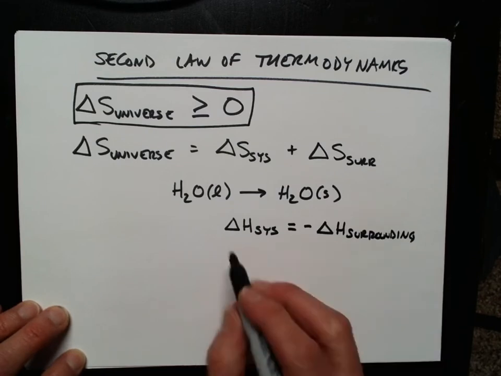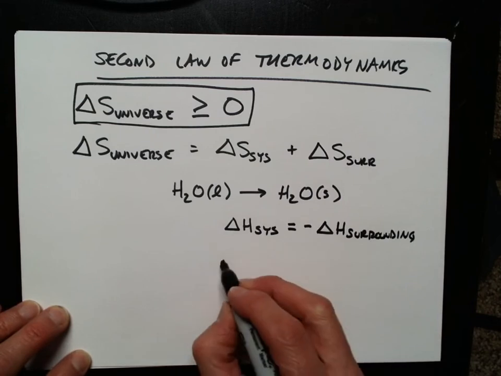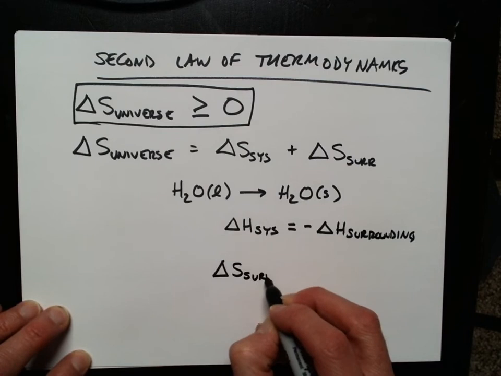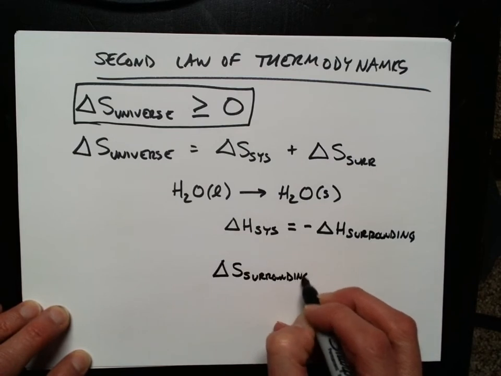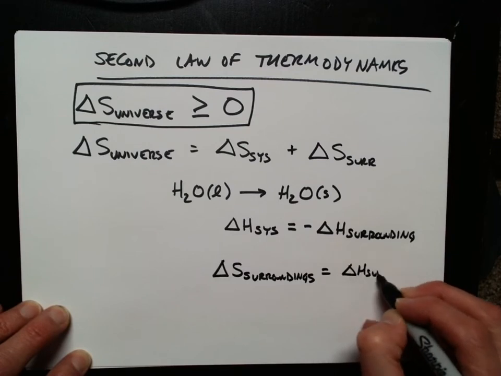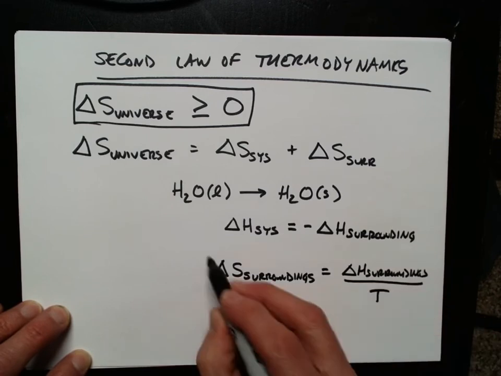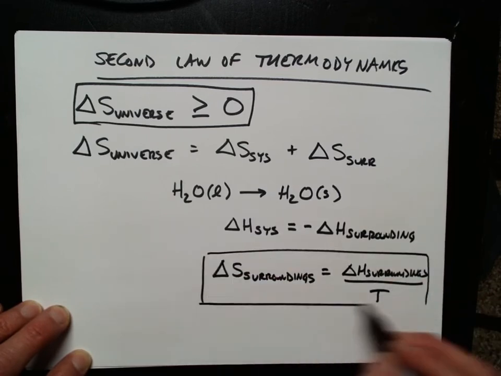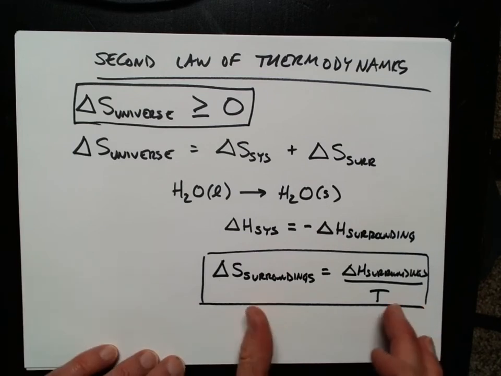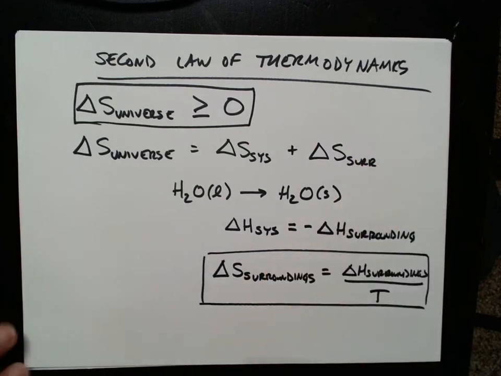Now what's interesting is there's an equation that relates the entropy to the enthalpy in the following way. The change in entropy of the surroundings ends up being equal to the change in enthalpy of the surroundings divided by T. So that allows us to make a substitution here. I can take the delta H of the surroundings over T, and I can plug it in here. So let's do this right here.